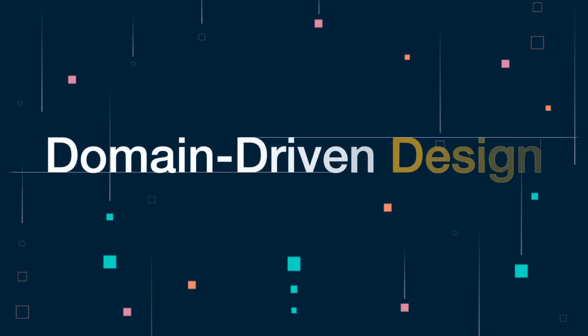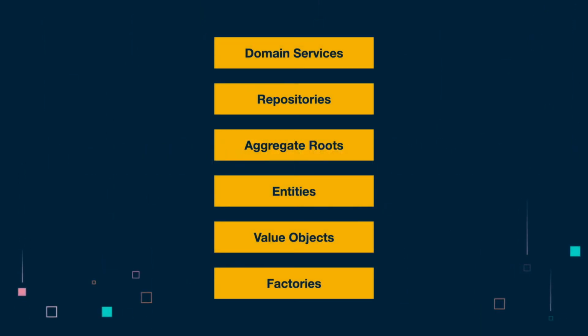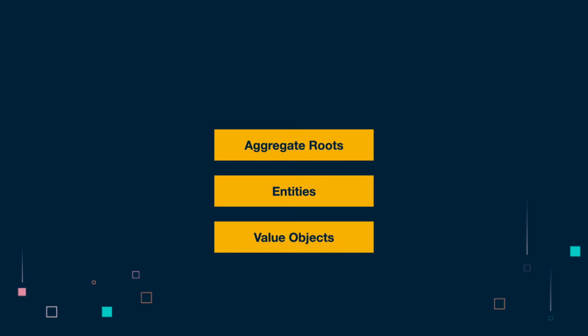Okay, for this second part, I'm going to start with domain-driven design. The entity, value object, aggregate, services, factory, and repository are the building blocks, also known as the technical approach to domain-driven design. And in this video, I will focus on these three things.